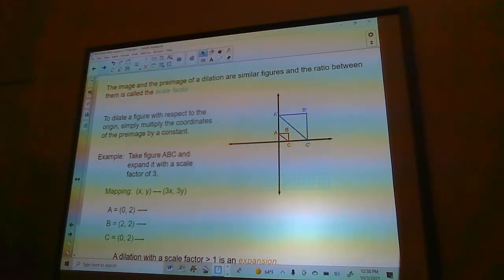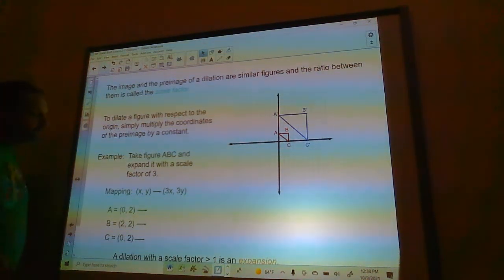Okay. The image and the pre-image of a dilation are similar figures, and the ratio between them is called the scale factor. That's important to know what a scale factor is. So to dilate a figure with respect to the origin, you simply multiply the coordinates of the pre-image by a constant. That constant is the scale factor.